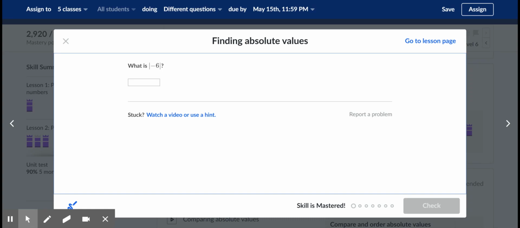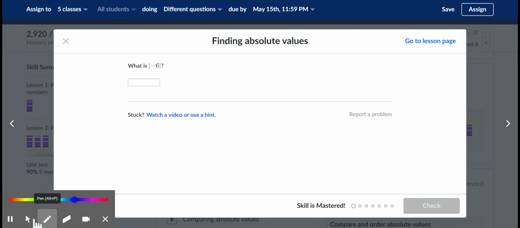All right, and in this video, we're going to be finding absolute values. In case you forgot, absolute value just means distance from zero. So when we're finding absolute value, we're really just figuring out how far away is it from that zero.